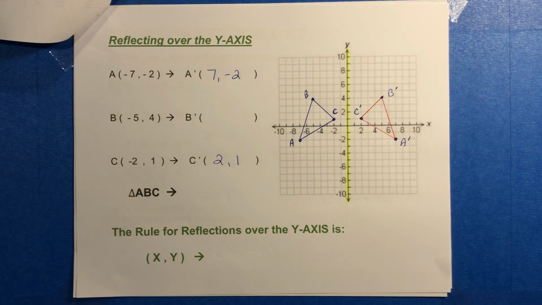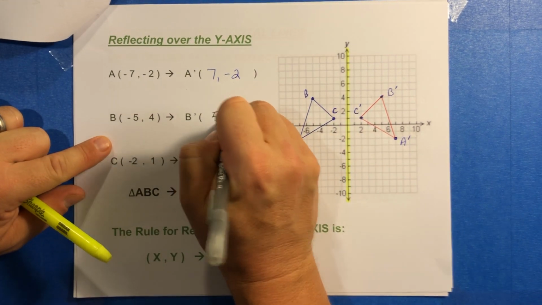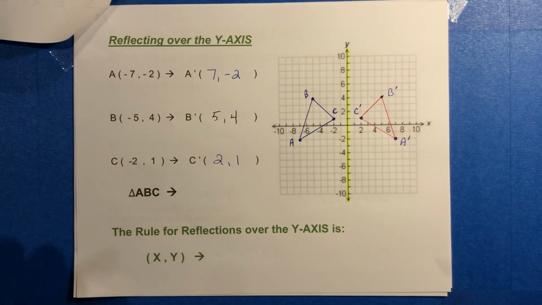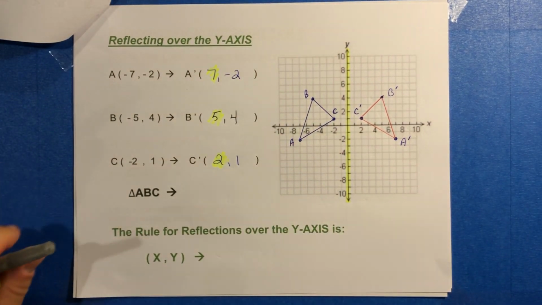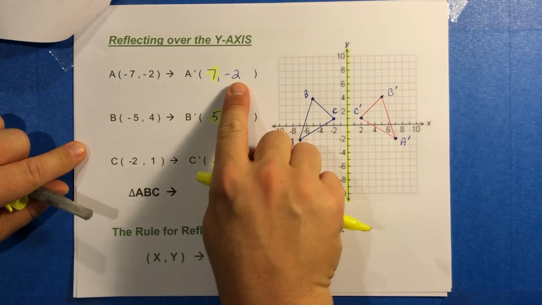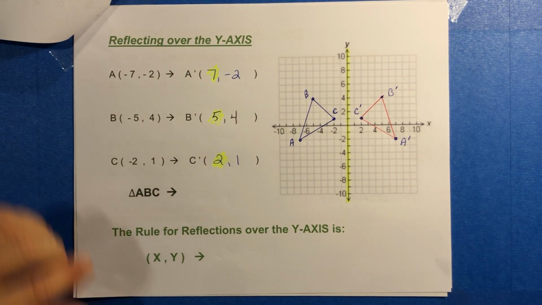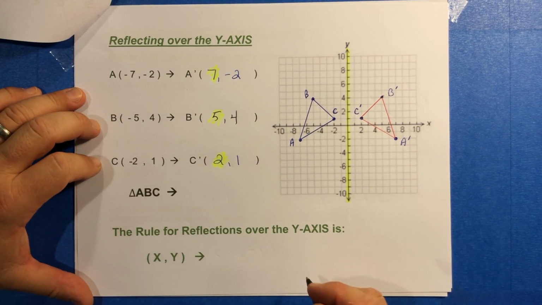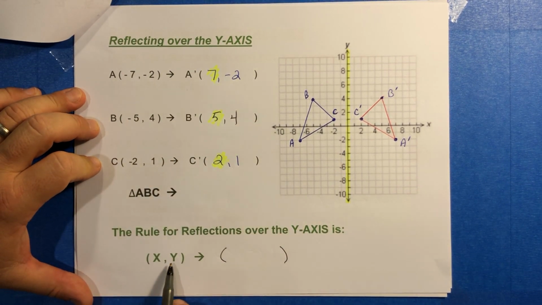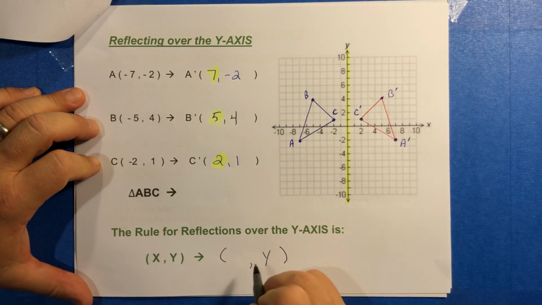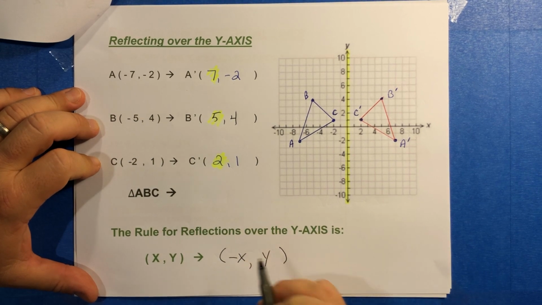Okay, so I'm going to take negative 5, 4, which was B, and which is now positive 5, 4. I hope that you notice that each of the x coordinates here have become the opposite sign. Right? Negative 2 stayed the same, 4 stayed the same, 1 stayed the same. But the x coordinates are becoming the opposite. So in summary here, the y coordinates will remain the same, so y remains y. But what will I write here for the x? Well, that's going to be opposite x, right?